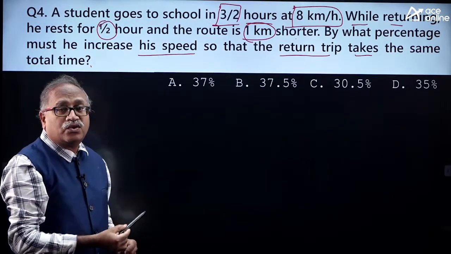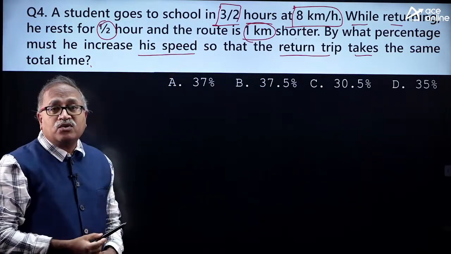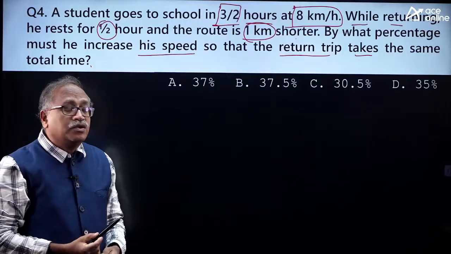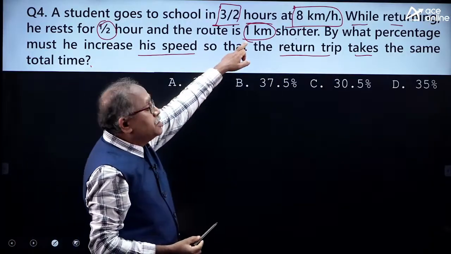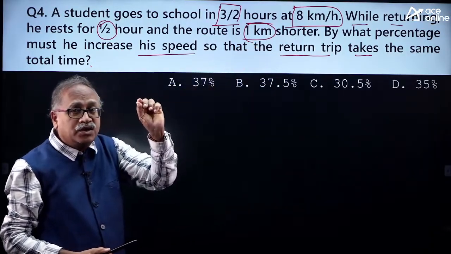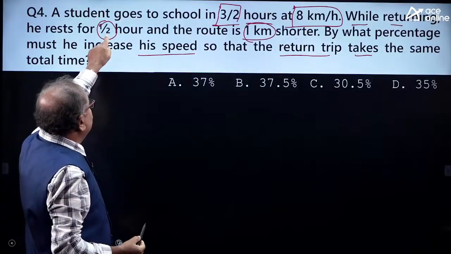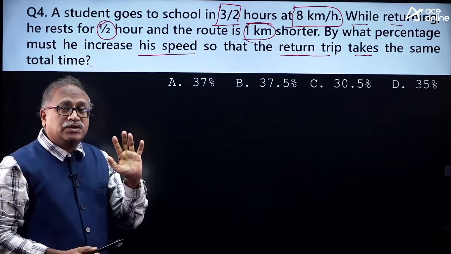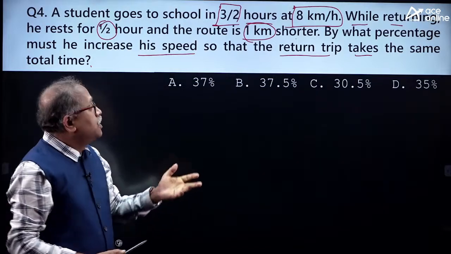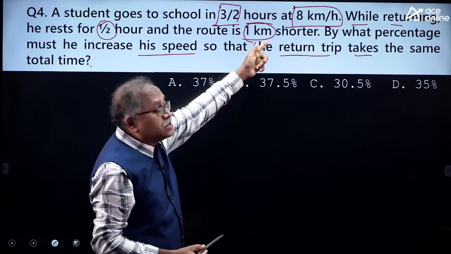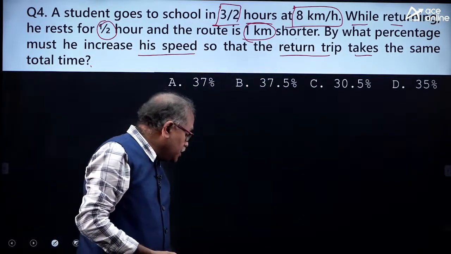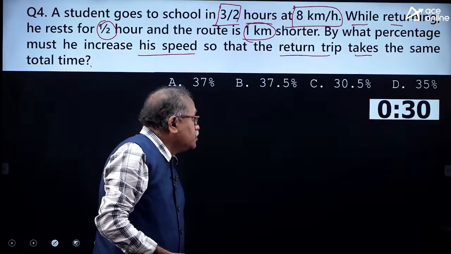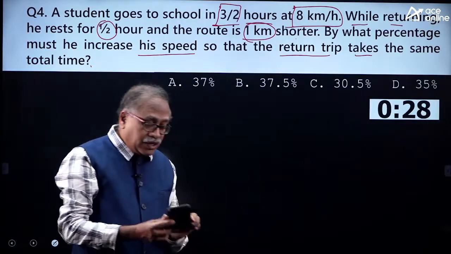While it was going, it has taken 3/2 hours. So in the second case also, he has taken the route which is 1 kilometer shorter. He has taken a rest for half an hour. After that he starts, so still the total time he takes is the same. So can you think of it? Can you think of it? 30 seconds.